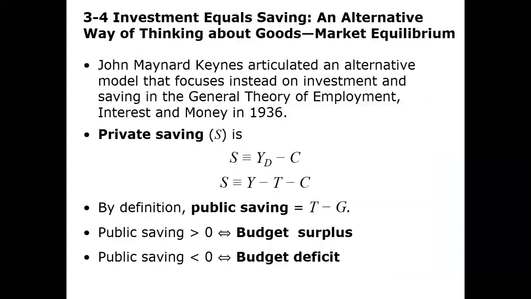So the model that we are explaining goes back to John Maynard Keynes. He articulated the model and focused instead on investment and saving because it is the stimulus. It is not only products, but the role of investment and saving. When we go for investment and saving, he produced for us The General Theory of Employment, Interest, and Money in 1936.